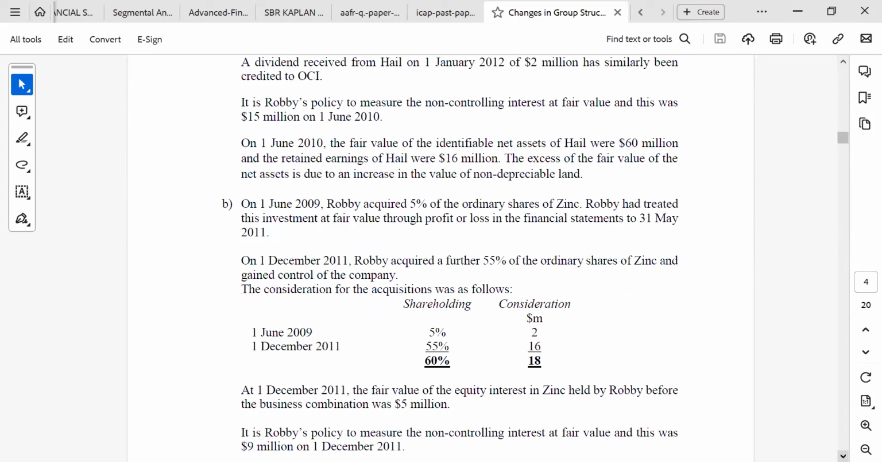The additional purchase will still be at their cost, which is 16 million. But the question says that the 5% we are carrying it through profit or loss, isn't it? Okay. It means that before the acquisition of the additional shares, we have already recognized 1 million gain on this particular item. That's why we are having a 19 million. Okay. So it means that in the statement of financial position, the 5% investment is 3 million. Do we agree?